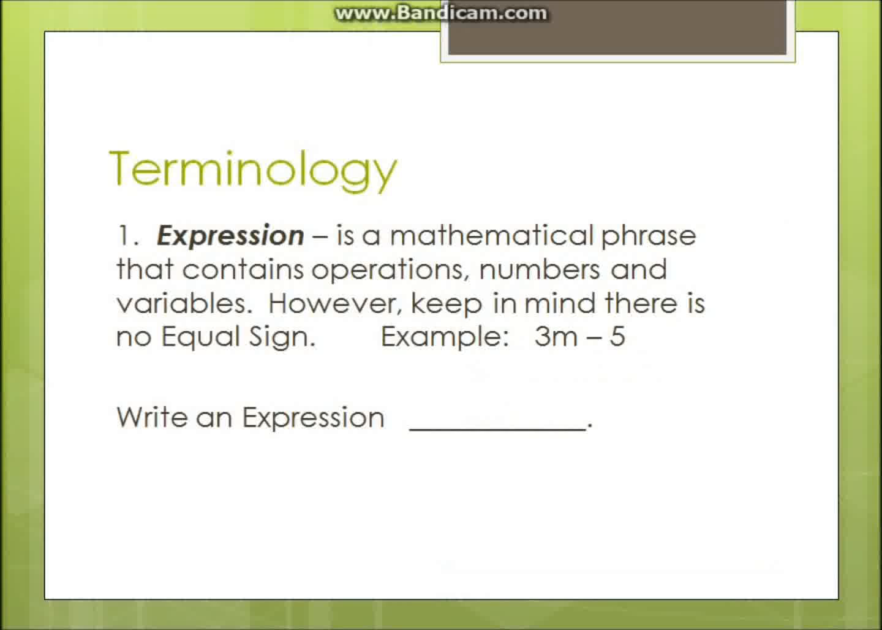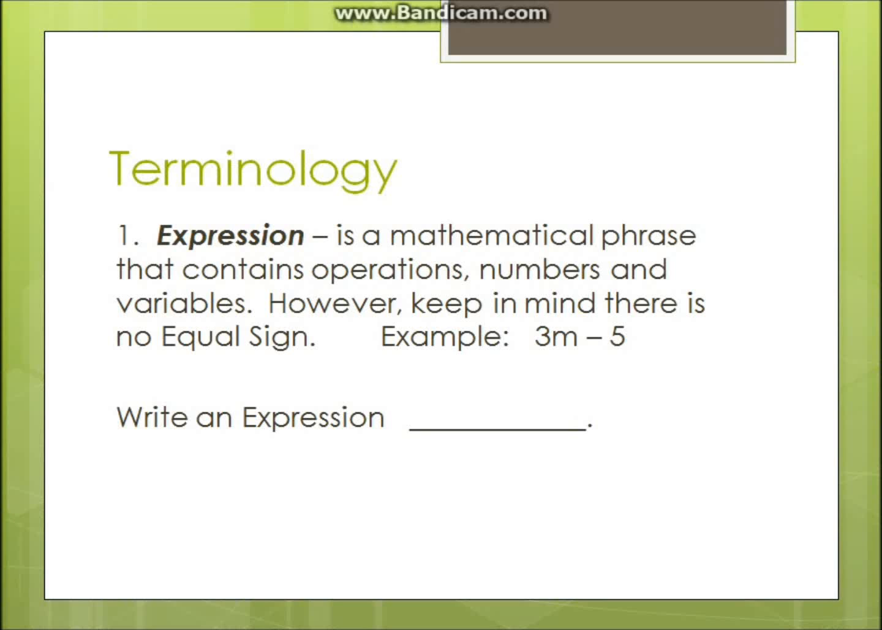So the number one is expression. Expression is a mathematical phrase that contains operations, numbers, and variables. However, keep in mind, there is no equal sign. So you can see from my example that we have 3m minus 5.